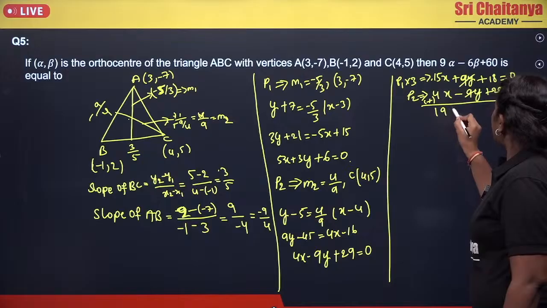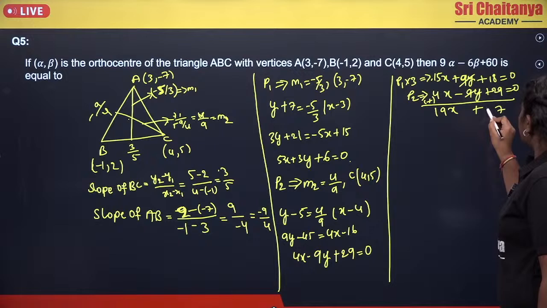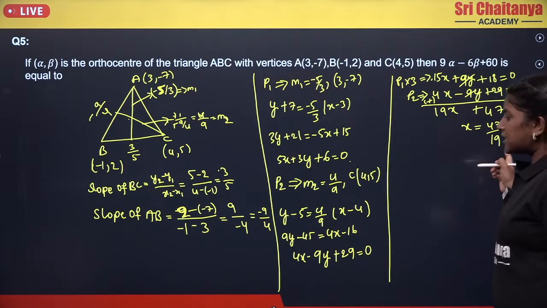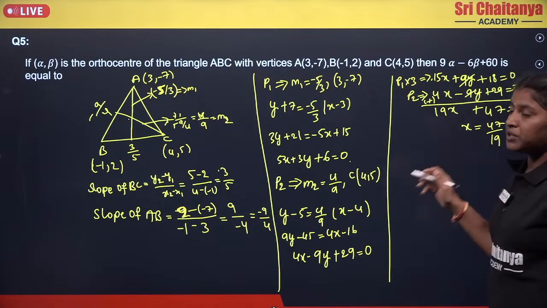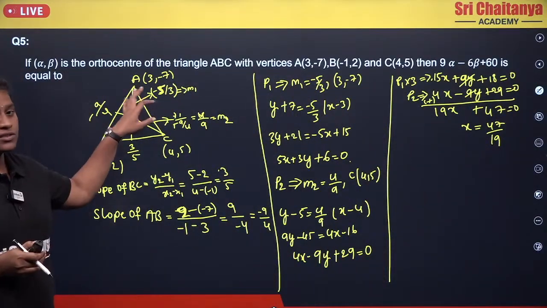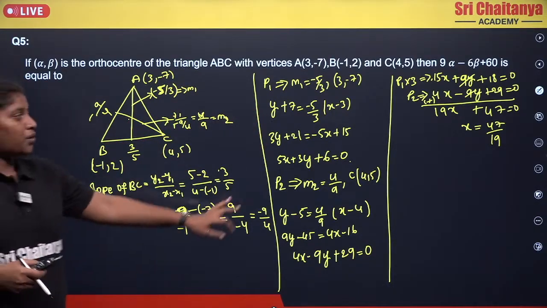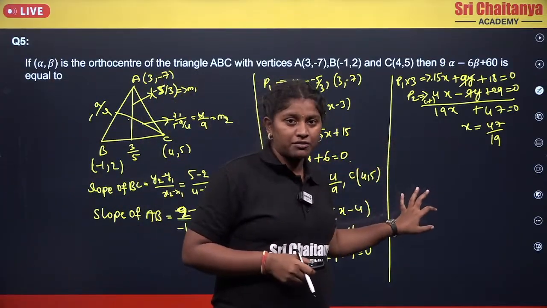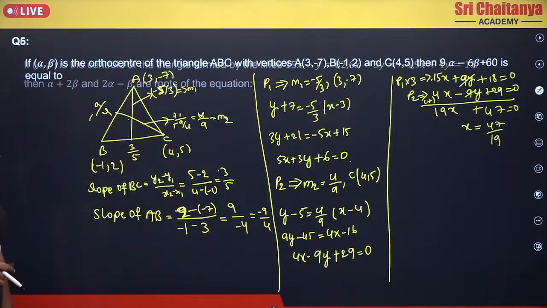So 19x plus 47 equals 0, so x is 47 by 19. Now place that value in any of the equations in order to get your y value. Clear? And from there we get our alpha and beta values. I hope you can find the alpha and beta values, and you can find the required 9 alpha minus 6 beta plus 60. So now I am ending this question, and you can do it as your homework by finding your y value, like by finding your beta value. Clear? Now moving to the next.